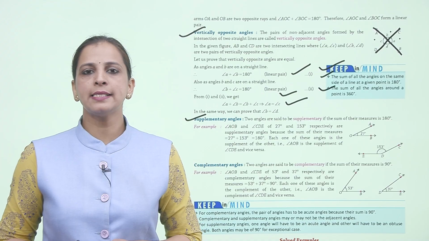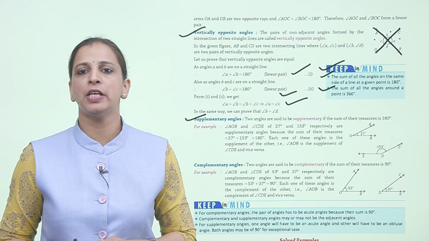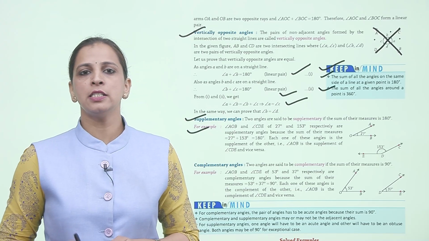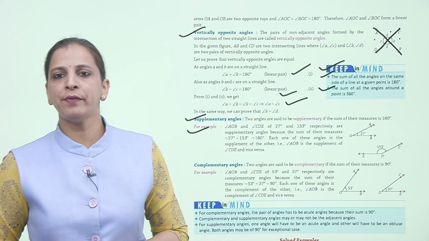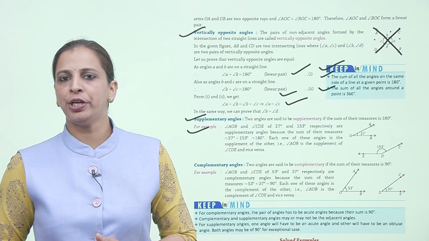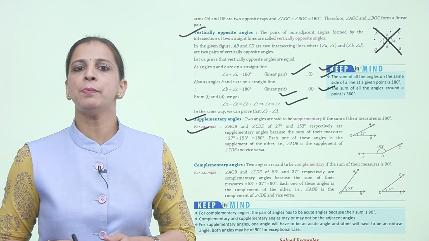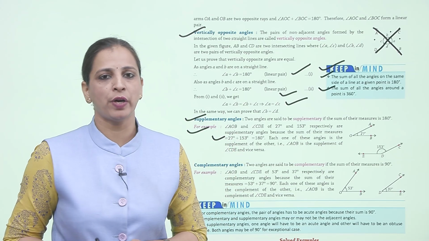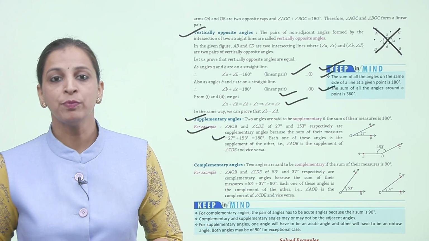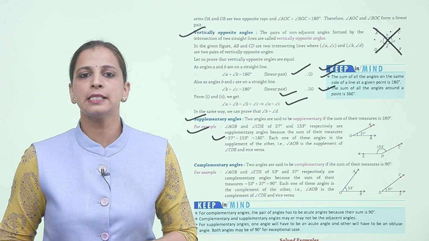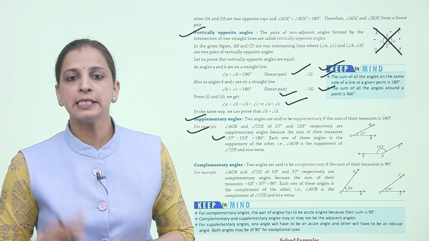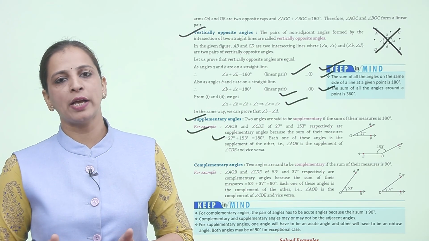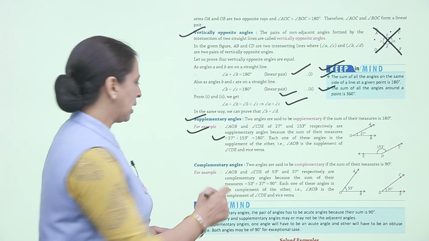Two angles are said to be supplementary if the sum of their measure is 180 degree. For example, angle AOB and angle CDE of 27 degree and 153 degree respectively are supplementary angles because the sum of their measure is 27 degree plus 153 degree is equal to 180 degree. Each one of these angles is the supplement of the other. That is, angle AOB is the supplement of angle CDE and vice versa. Now next is complementary angles.